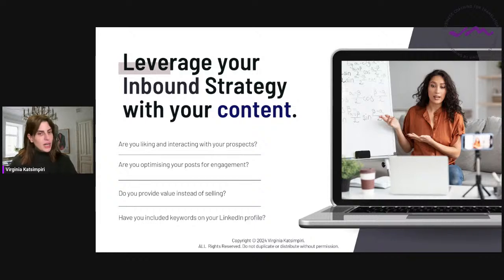Do you provide value instead of selling? As I mentioned in previous trainings of mine, it should be 80-20, that percentage. Most of you are selling to your potential clients through your content, and people are not nurtured enough when they visit that piece of content to actually consume it. So instead of selling to those people, try to actually provide value. By value, I mean something educative, interesting, solving a problem, helping your clients to overcome a challenge, helping them to achieve an objective. It's up to you, but that's value.